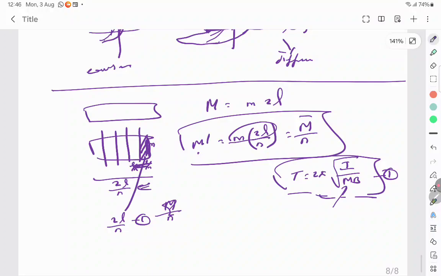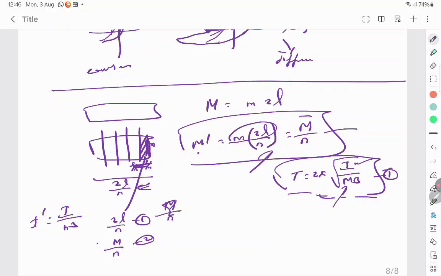Then let's calculate the new moment. M dash, we have calculated it. It is capital M by n. Yes, this is the second observation because we need to substitute it. You need also the moment of inertia. How to find the moment of inertia of the cut piece, I dash? It is the initial moment of inertia by n cube.